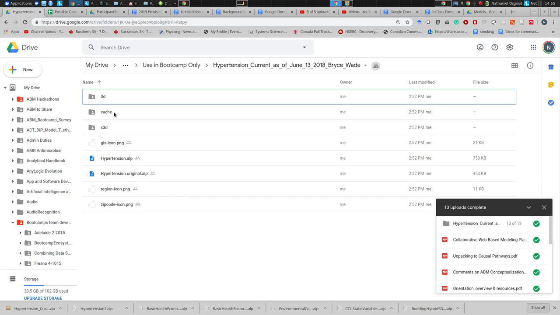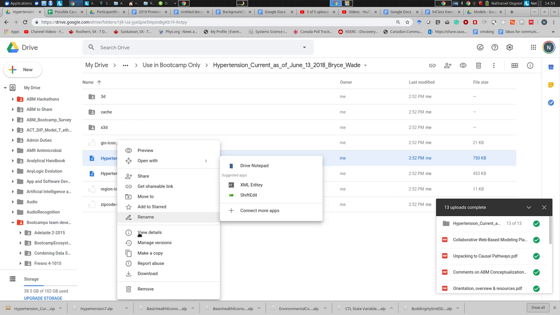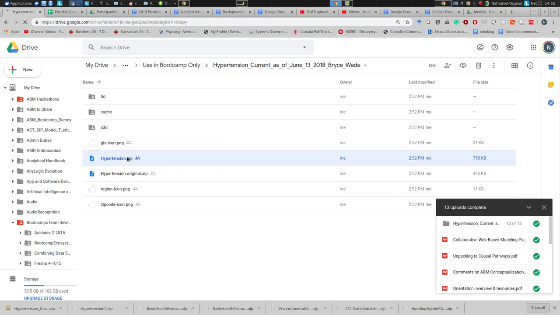a bunch of features here. Now, the features that are under here are not so essential to the goals here. So I'm going to just download the model file itself. I think that this should be adequate for purpose. So I'd like you to download the hypertension ALP file, okay?